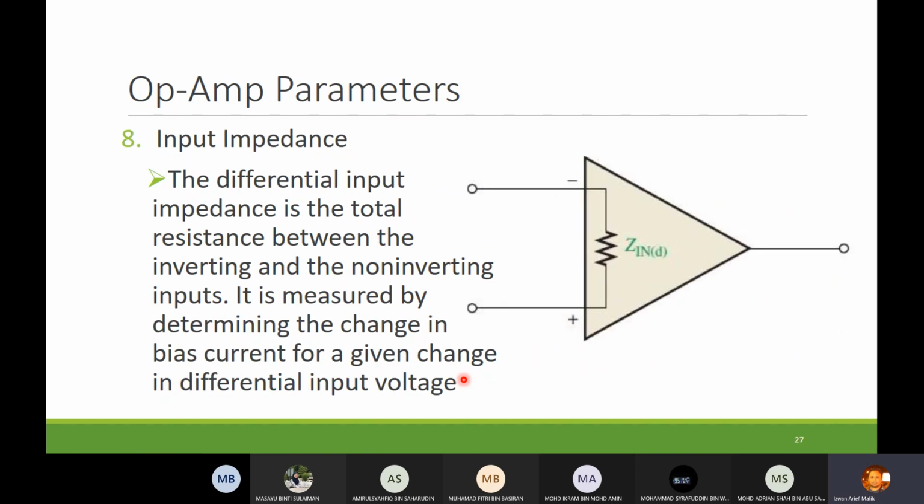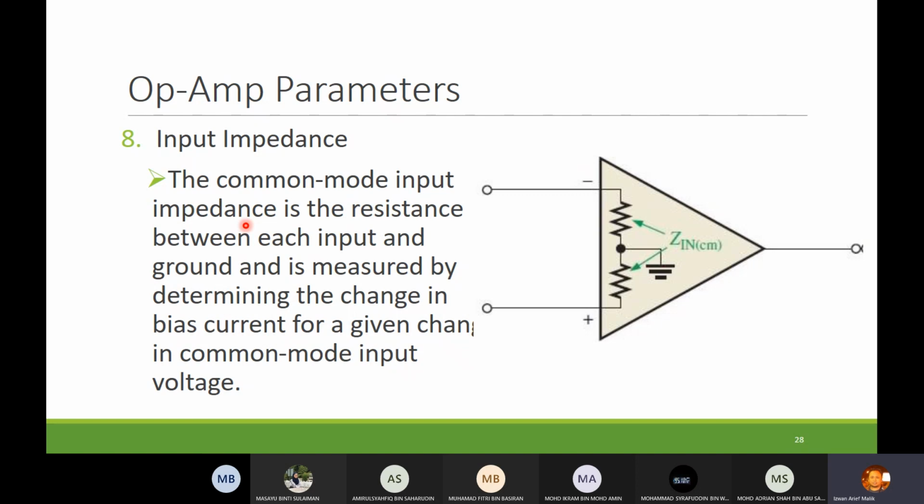Okay. The input impedance, the differential input impedance, is the total resistance between the inverting and non-inverting inputs. So which is the Zin. It is measured by determining the change in the bias current for a given change in differential input voltage. So kita akan menggunakan I bias ni punya pengiraan.